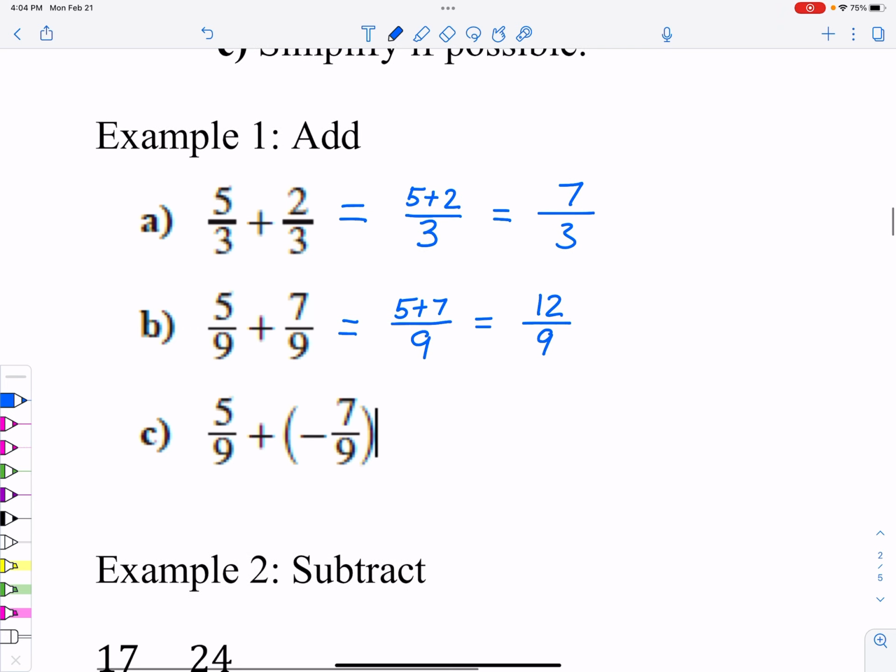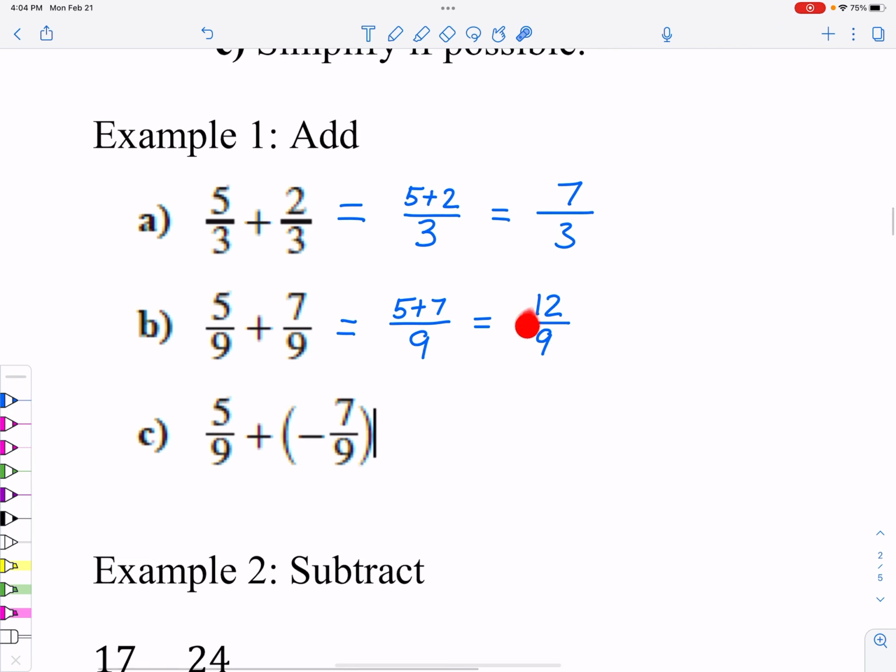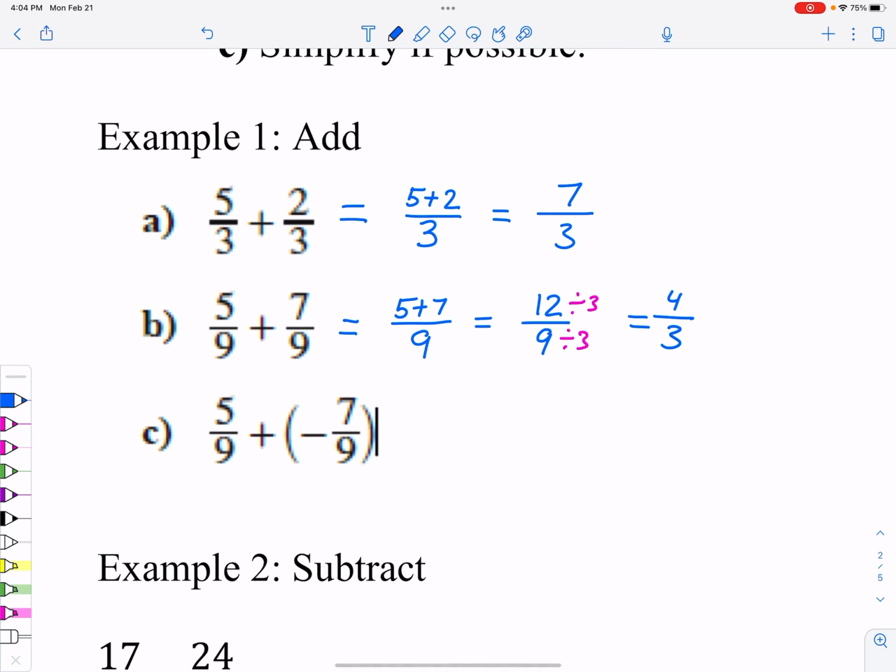And then when you get to this point, you can always simplify your fraction. So here, there's no number that divides both 7 and 3. But on this one, we can divide top and bottom by 3 to simplify the fraction. So 12 divided by 3 is 4. 9 divided by 3 is 3. So we'd want to always write our fraction in the simplest terms that we can.